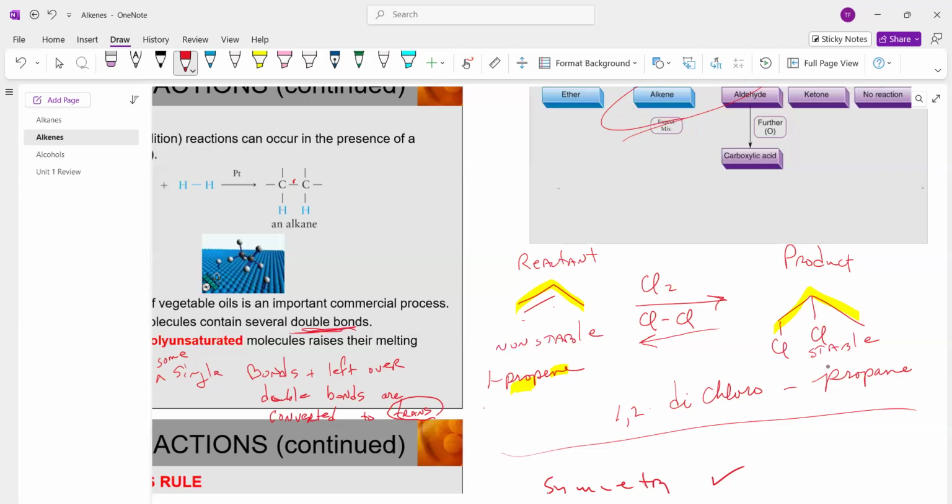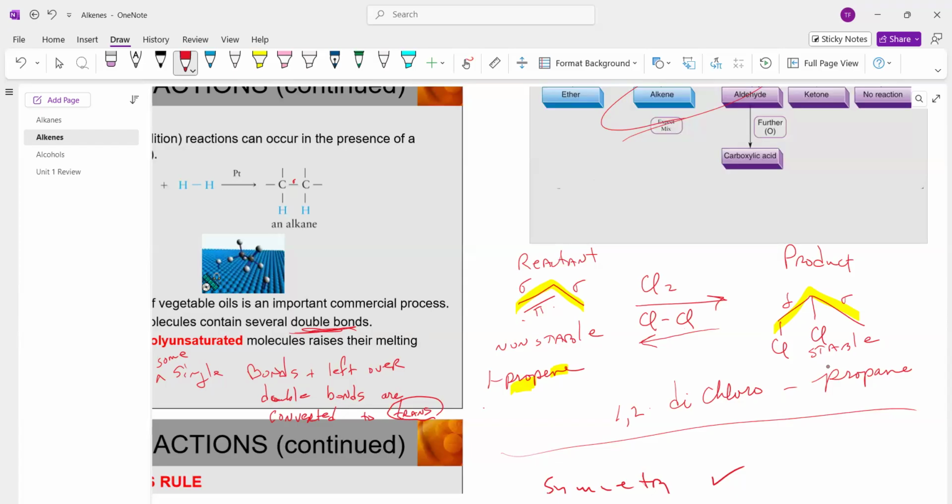And the reason this is more stable is that the pi bond of the double bond is gone, and only sigma bonds are left. So this would be sigma, sigma, and this would be sigma, pi, and this would be sigma. So the pi goes away, and the electrons that were in the pi bond go to the two chlorines, one to each chlorine. Okay, so that's your first reaction.